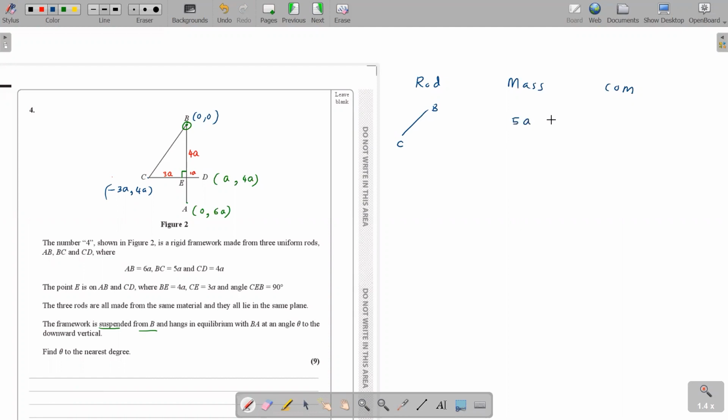What about the center of mass? The center of mass of the rod lies exactly in the middle, right? So how do you get the middle coordinate of the rod? You add the two corner coordinates and divide by 2. Add and divide by 2, 0 and minus 3a. When you add and divide by 2, what do you get? Minus 1.5a for the x coordinate. For the y coordinate, 0 and 4a, add and divide by 2. It's 2a.